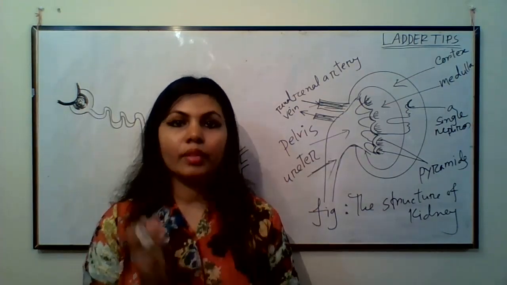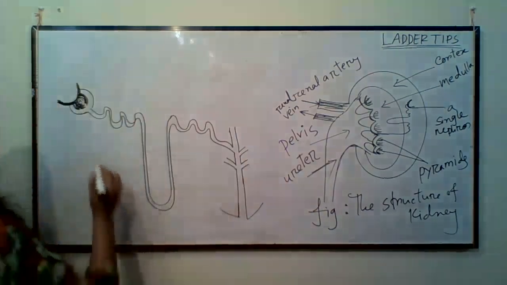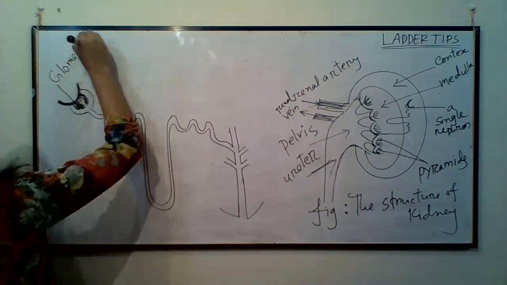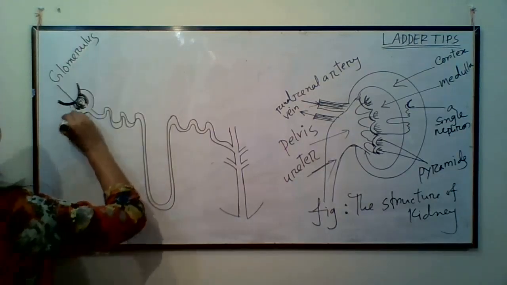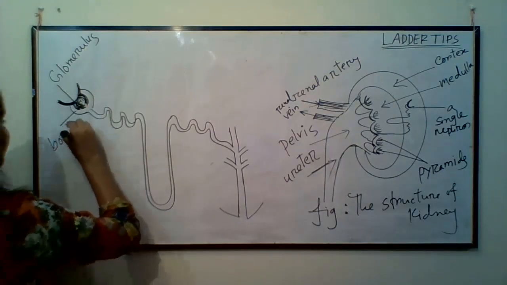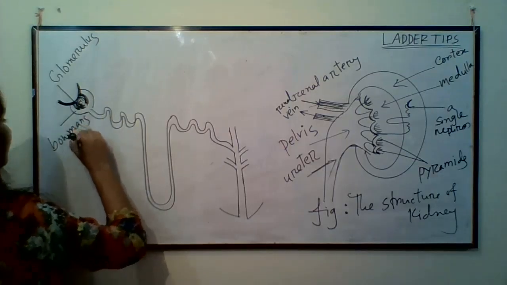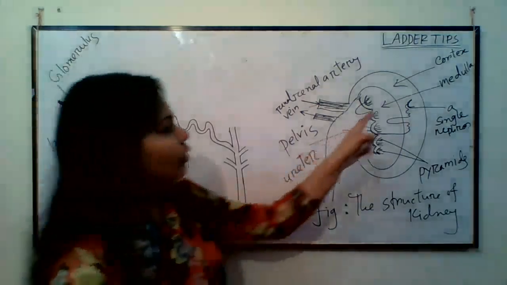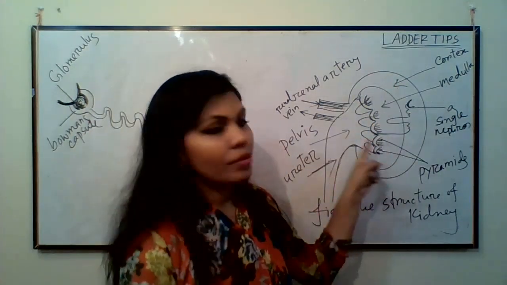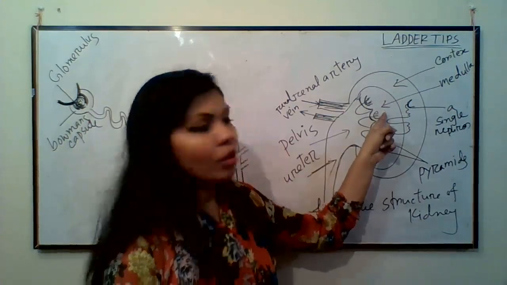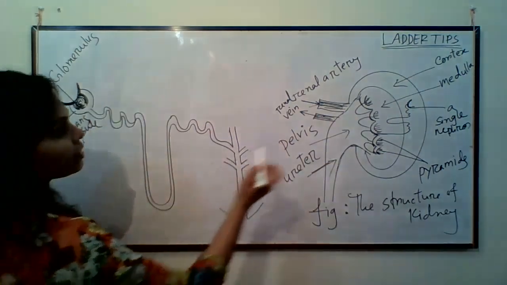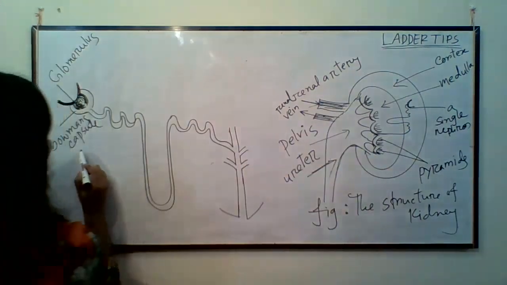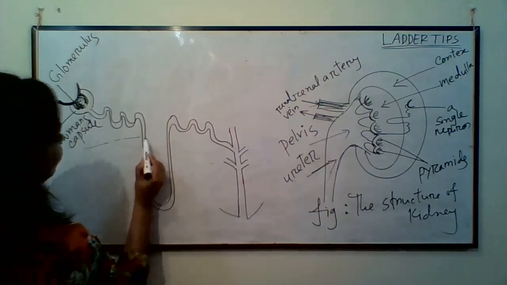Now I'm showing the labeling of this. So you know what this is? Glomerulus. It is called Bowman's capsule. Whenever I said the darker outer region is called cortex and the middle layer is called medulla, here you see, this glomerulus and Bowman's capsule are in the cortex.